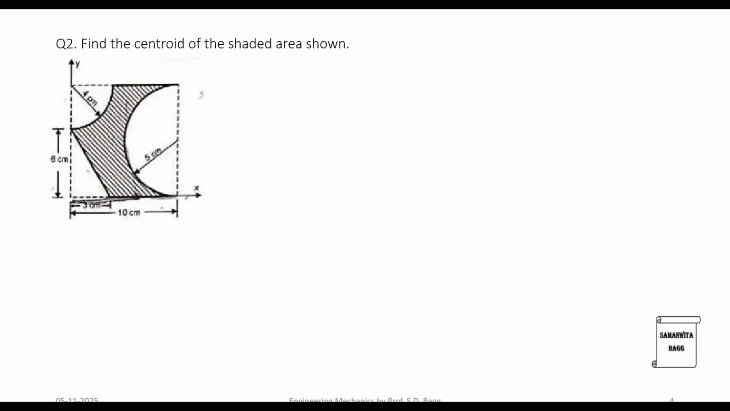Now we have to find the centroid, obviously, of the shaded area. So we have to eliminate these white areas that you see. First, we will draw the x and the y axis. Then we will draw this outer dotted rectangle that we see.